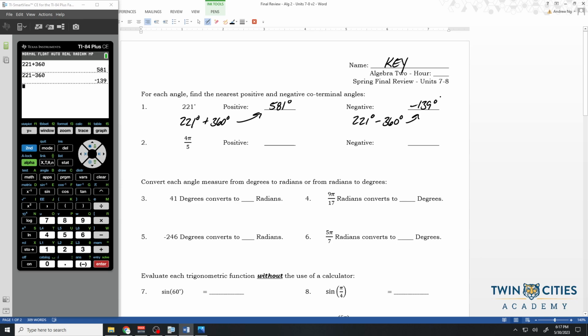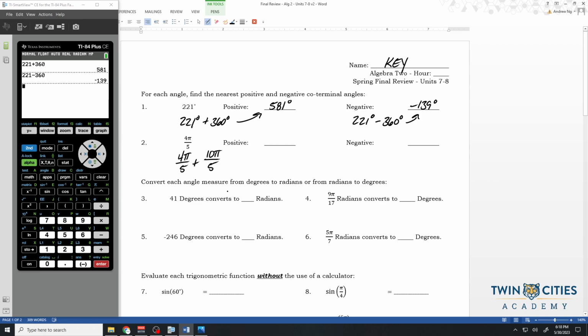Now I want to do that same thing for 4 pi over 5. Now this is going to be in radians though. In radians, a full circle is 2 pi. But if I try to do 4 pi over 5 and then add 2 pi to it, that's not going to work out, because in order to add these together, I'm going to need fractions with common denominators. Well, 2 pi, if I've got a denominator of 5, I can just multiply this by 5 over 5. So 2 pi is really the same as 10 pi over 5. Now I can go ahead and add these together.